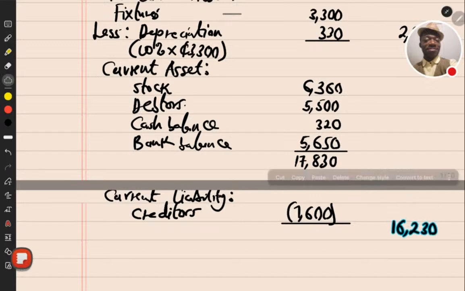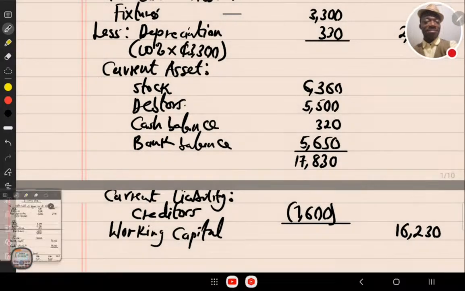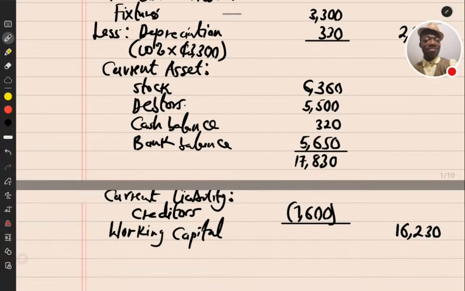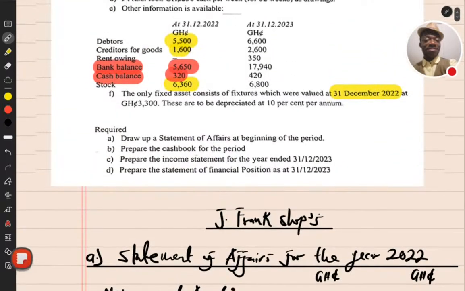The working capital. So I can bring it down here so that we can have the name for it. Working capital. So working capital is equal to the current assets value subtracting current liability. That will give us the working capital, the capital at work. Okay. So working capital, that should give us what? 16,230, and I think I'm right there. Okay. So once we have that, that is all. We don't have any other item to consider generally here.